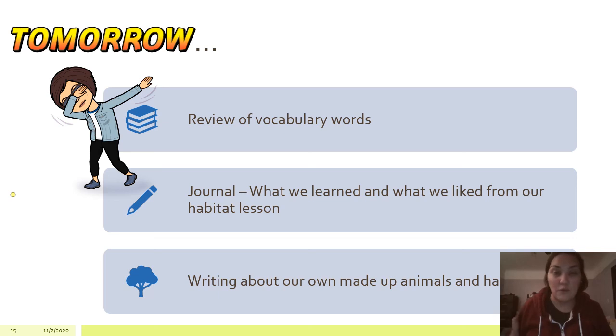And last but not least, let's go over what we're going to do tomorrow. We're going to do a review of the vocabulary words. We're going to journal what we learned today and what we liked from our habitat lesson. Then we're going to do a little writing. We're going to draw a made-up animal and where they live and what they eat. That's for tomorrow. So I will see you then, and you have a great day.